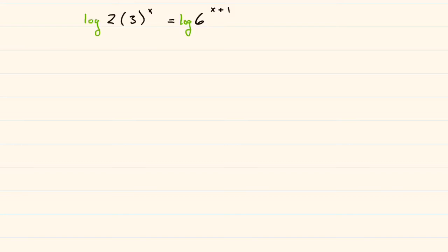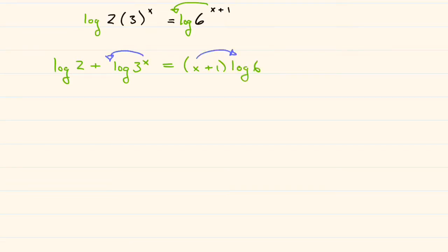On the 6 to the power of x plus 1, we can roll that exponent down because 6 is by itself. All right, so break it up so it becomes log 2 plus log 3 to the power of x equals, I'm going to roll down the x plus 1, so I'm going to get x plus 1 times log 6. Now I'm going to roll down the x that's attached to the log 3, and I'm going to expand the x plus 1, both of those times log 6. So it's going to be log 2 plus x log 3 equals x log 6 plus log 6.